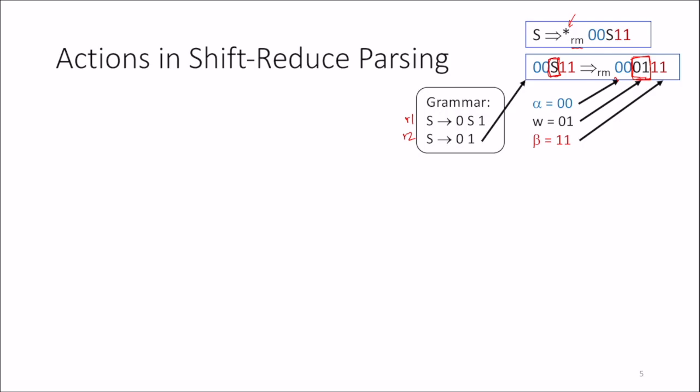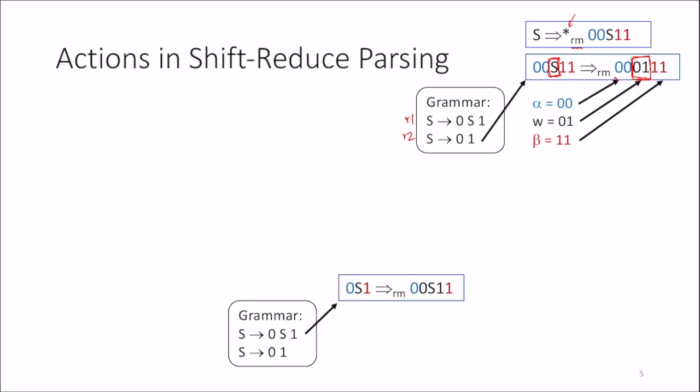Let's continue with this example to get more familiar with the notation. So let's say that I want to then recognize this part, which is the right-hand side of rule number 1. One step of the rightmost derivation would be to recognize that 0S1 is the right-hand side of rule 1 and then replace it with the left-hand side, which is S. So in this case, if I look for alpha, w, and beta, alpha here would be the 0.